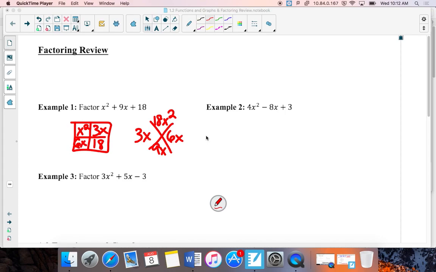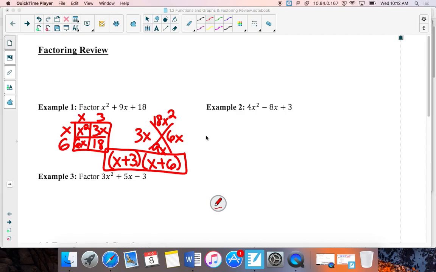Now we want to see what we have in common. So for our top one, we have x and 3 in common, and then for our sides, for our top one we have x and then 6 in common. And so since both 3 and x are positive, this factors into x plus 3, x plus 6.